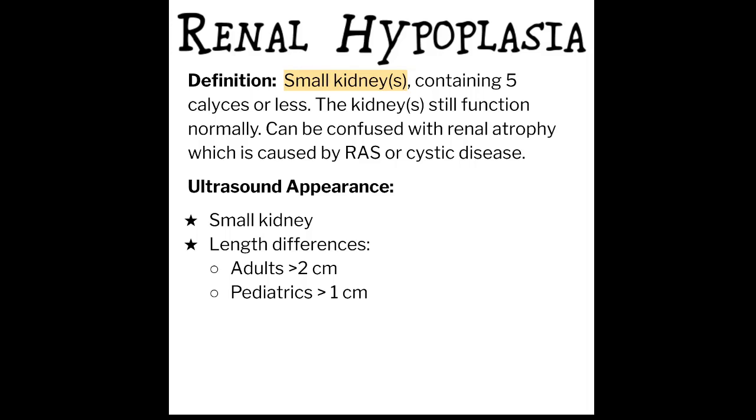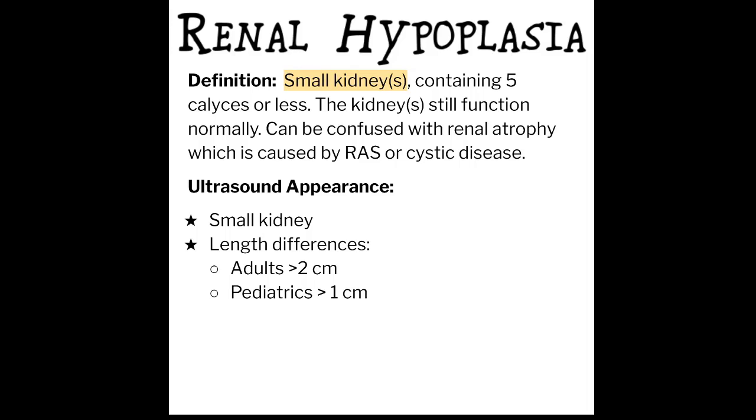Renal atrophy, as we're going to learn, means the kidney is smaller, but it's due to a disease. It was once normal and then shrunk. On ultrasound, renal hypoplasia is going to look like a small kidney. It's going to look exactly like we would expect, just smaller. And we consider the hypoplasia portion of it as we compare it to the other kidney.